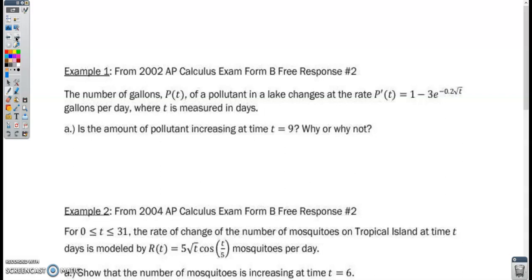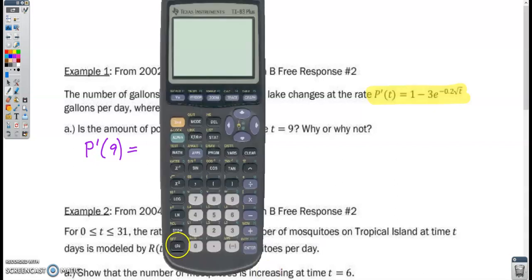Why or why not? Since we have a rate function here already, we don't need to take the derivative of anything. To determine if the amount of pollutant is increasing at time t equals 9, we're looking for when the rate function is positive. So we want to find the value of P prime at 9 and see if that's positive or not. If it's positive, the amount of pollutant is increasing. If it's negative, it is not increasing. This is the point at which I'm going to turn to my calculator.